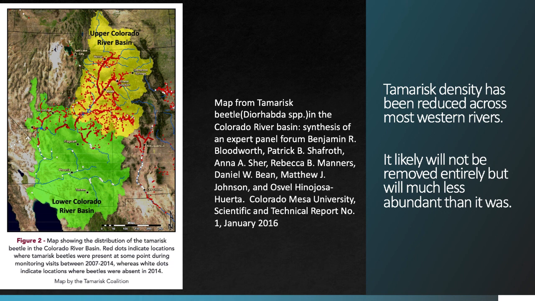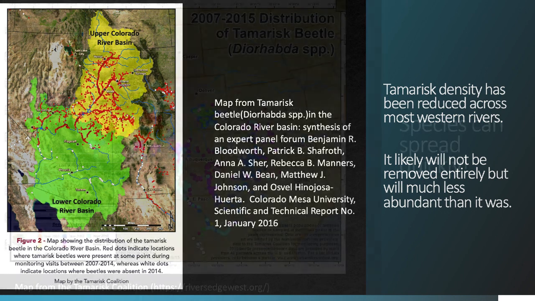If you were to go along the Colorado River or any of the tributaries to the river now, you'll see large areas of dead tamarisk pretty much everywhere you look. And overall in this region, tamarisk density has been reduced dramatically. Like many forms of biocontrol, these beetles will not completely remove tamarisk from the rivers, but they will keep the density much less abundant than it once was.